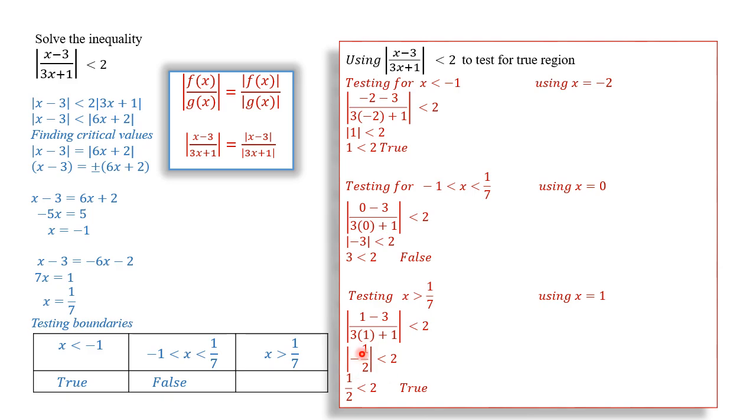So the absolute value of minus half is half here. So half is less than 2. It's true. Half is less than 2 here. So it's a true statement here. Which makes the last region true here. So therefore, the set of solution will be x less than minus 1 union x greater than 1/7.